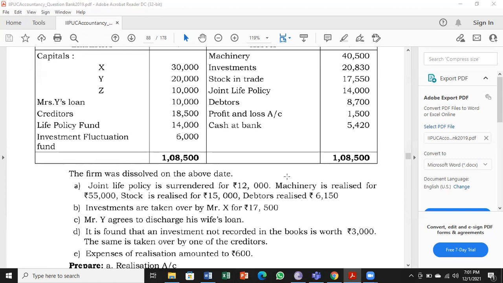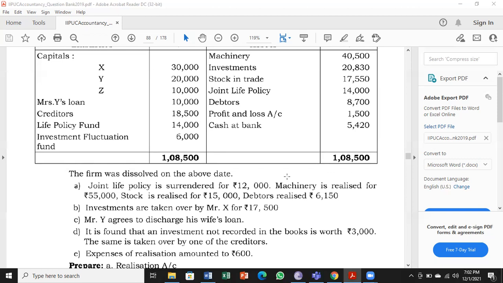So can you explain once again what is investment fluctuation fund? It is a fund created like a reserve fund, kept for the purpose of any changes in the value of investment. When value increases, it is a profit. When the value of investment decreases, it is a loss. To adjust that, a separate fund is created that is called investment fluctuation fund.